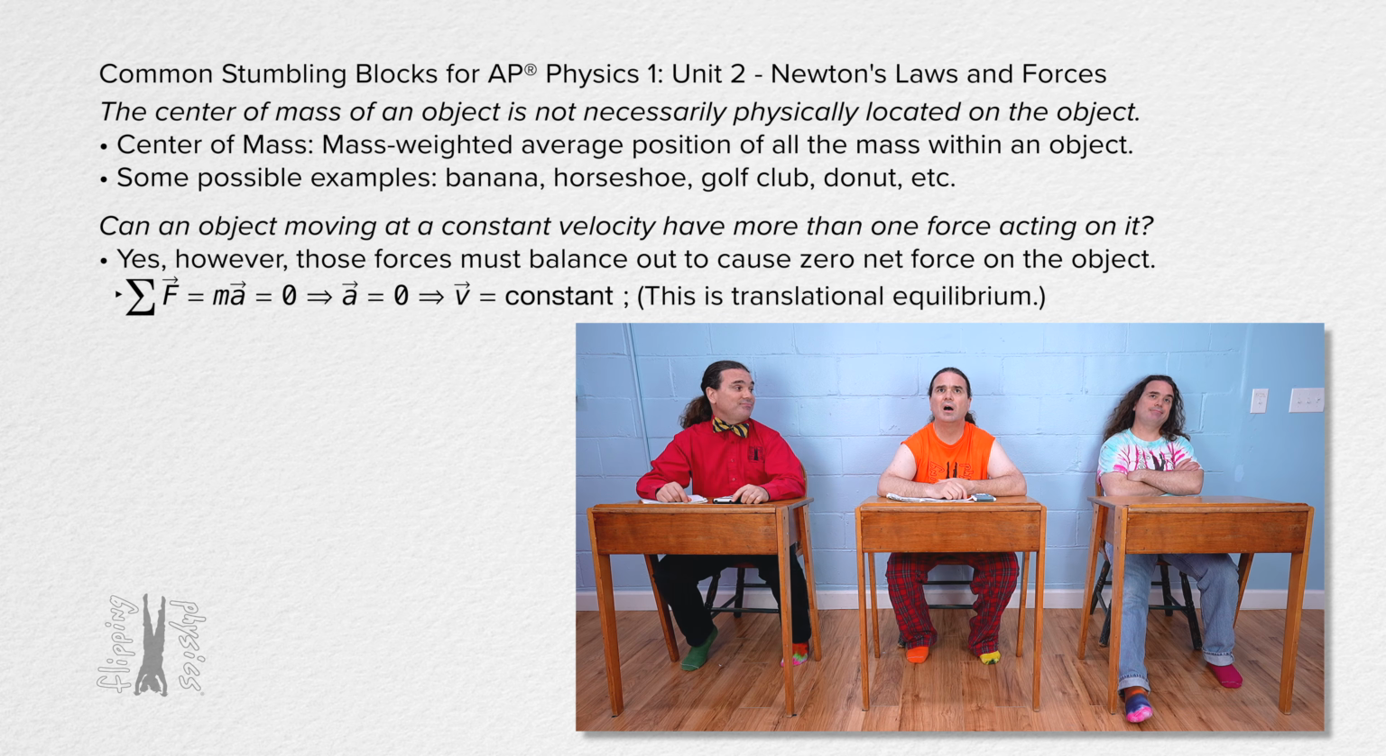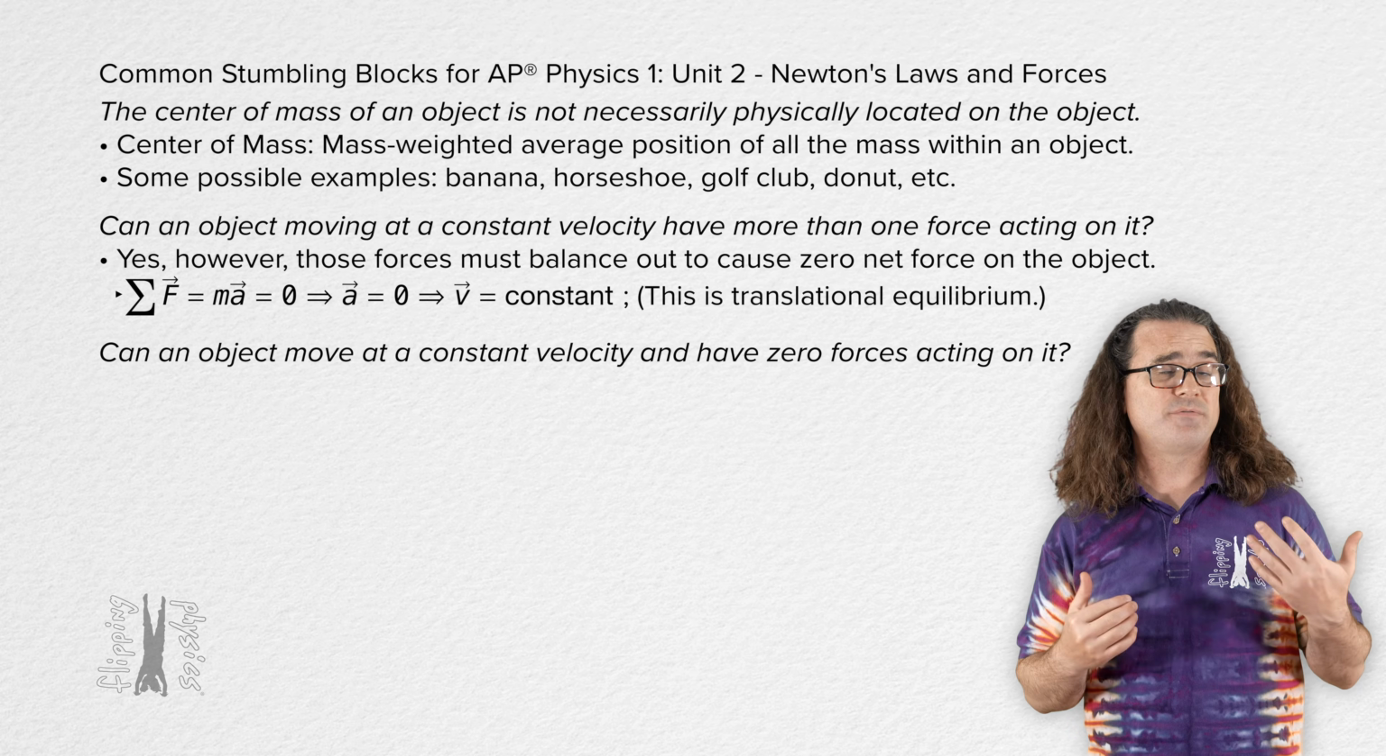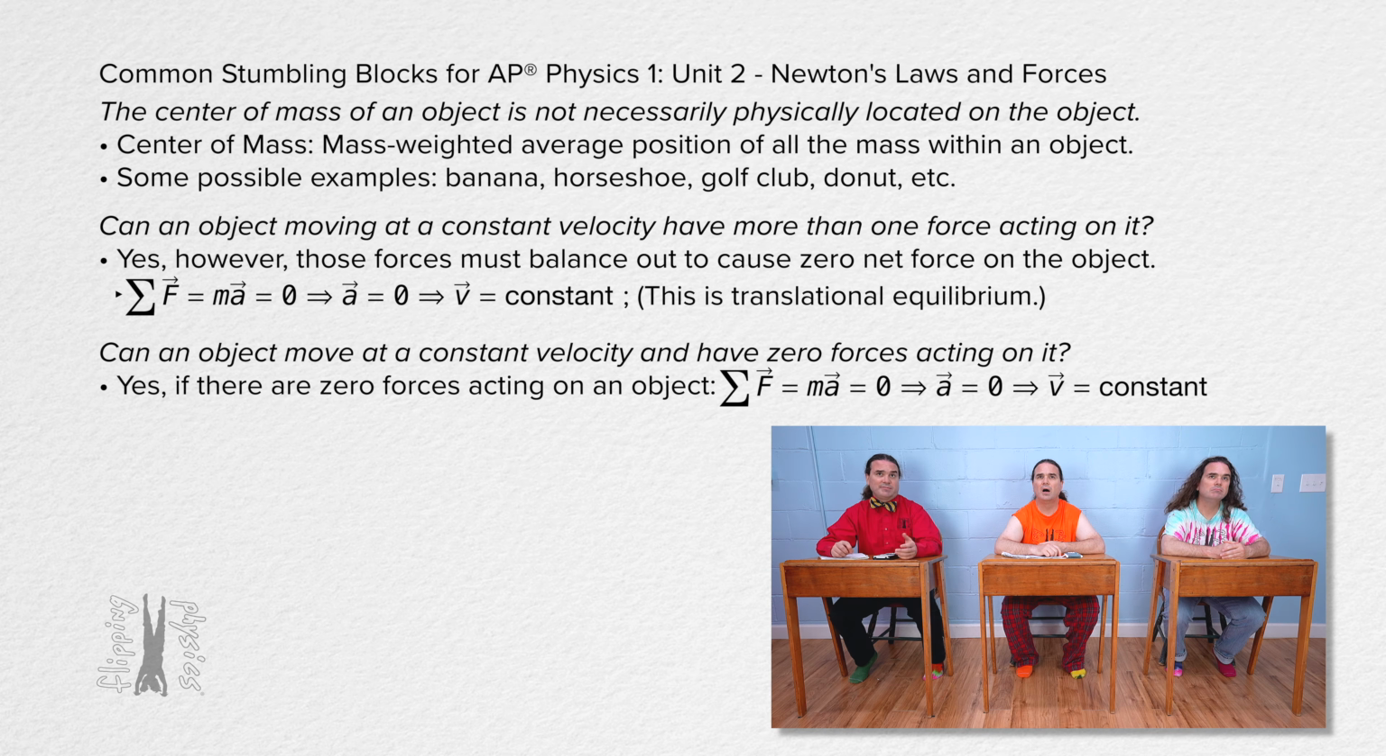Right. Next, can an object move at a constant velocity and have zero forces acting on it? Yes. If there are zero forces acting on an object which is moving, the net force acting on the object is 0, so again, the acceleration of the object is 0, and the object is moving with a constant velocity.